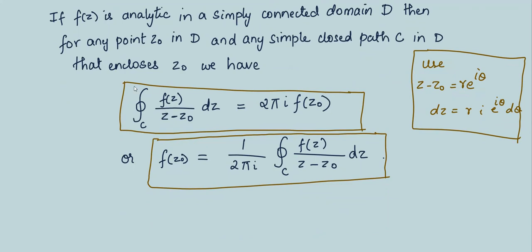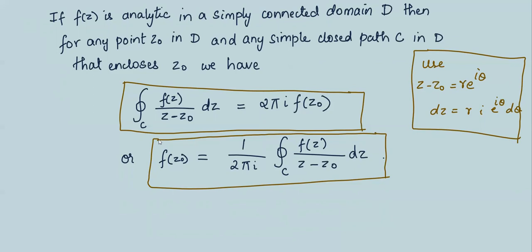We have already done the integral of dz by z minus z0, where C encloses this point of singularity. What is the point of singularity? Where the function is not defined. So z equal to z0 is the point of singularity. So if at the point of singularity f of z is 1, we have already solved this. The contour integral of dz by z minus z0 is 2 pi i.